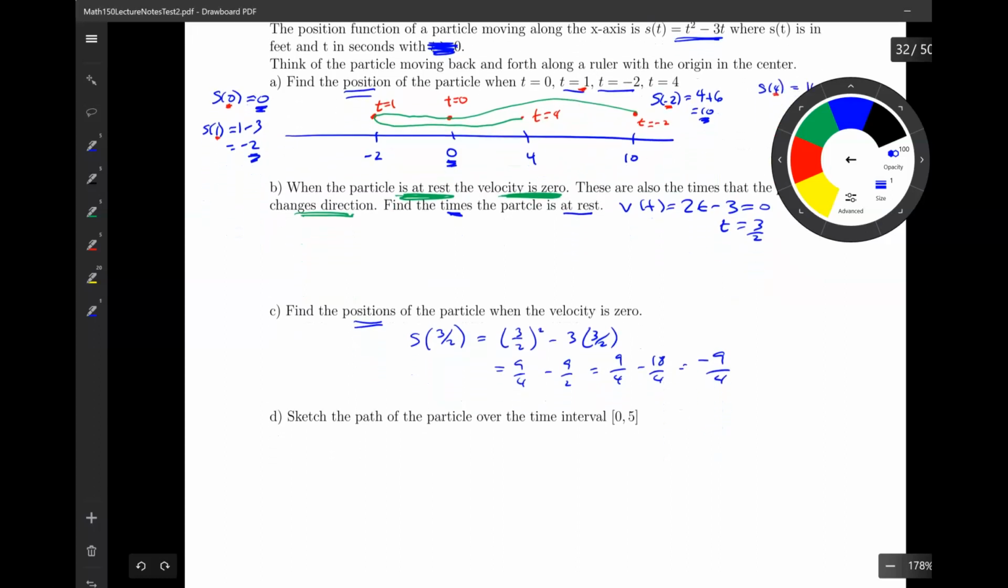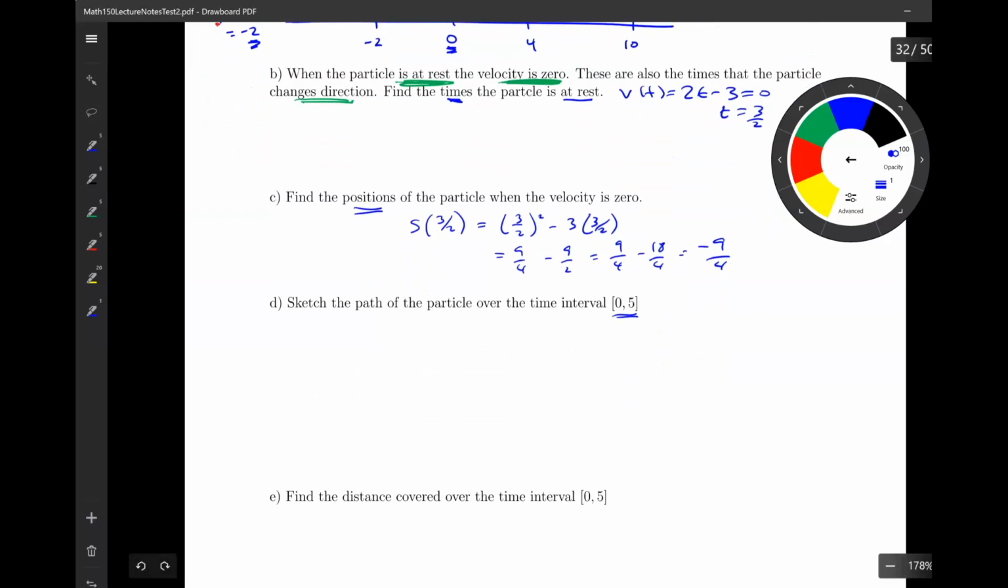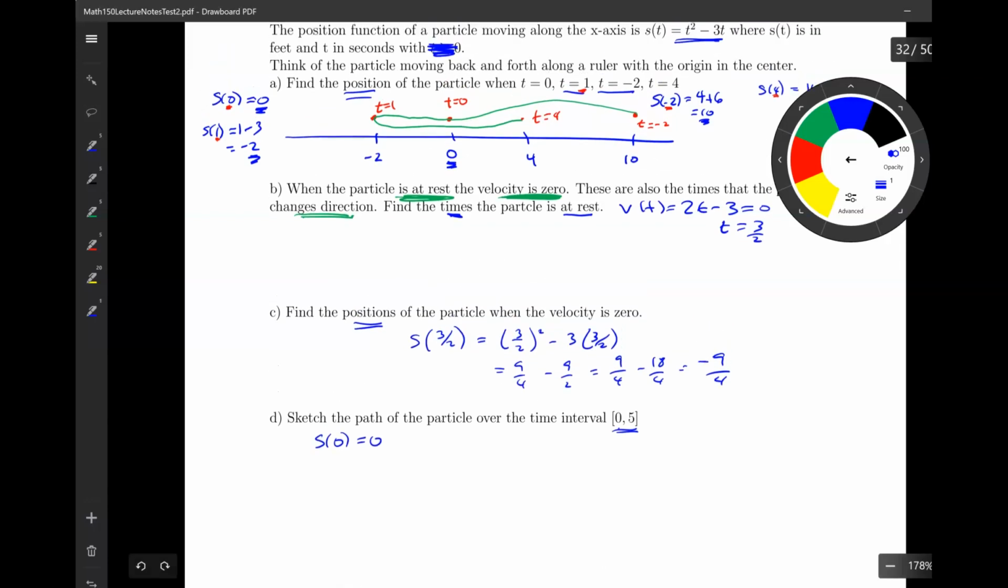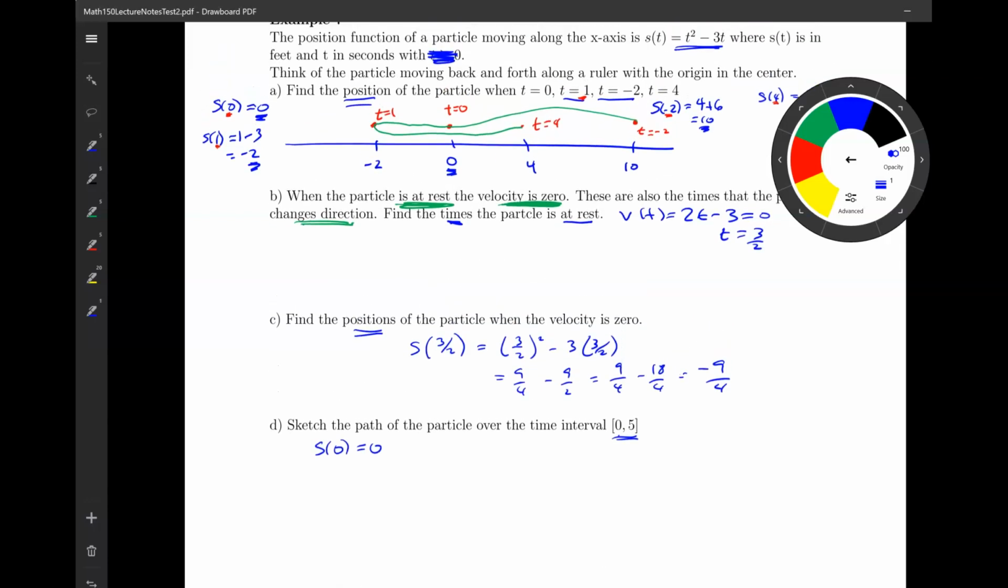So let's go sketch this particle over this time interval. Let's go find out where it's at time 0. So at time 0, I know it was at 0, right? Because we figured that out up here. So there's the position. So we figured out where it was at time 3/2. It was at -9/4. And now I want to find out where it's at time 5. So it'll be 25 minus 15, so that'll be at 10.